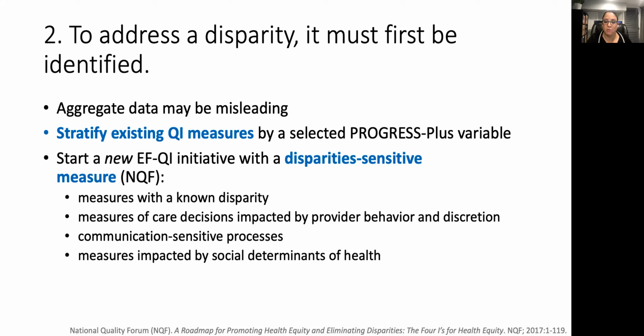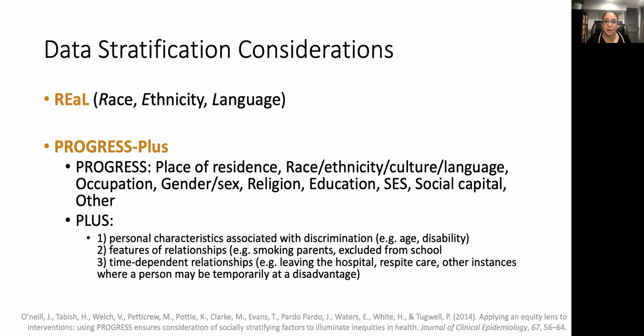This is defined by the National Quality Forum. You can identify a disparity-sensitive measure by thinking about measures with a known disparity, measures of care decisions that are impacted by provider behavior and discretion, communication-sensitive processes, and measures that are impacted by social determinants of health. Data can be stratified using REaL data, so by race, ethnicity, and/or language at the very least. You can also stratify by other socio-demographic factors, like the PROGRESS-Plus variables.